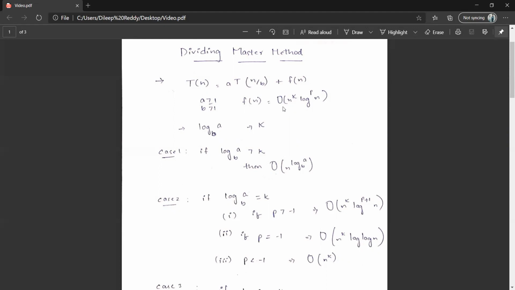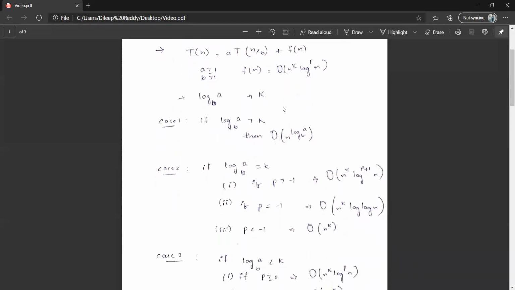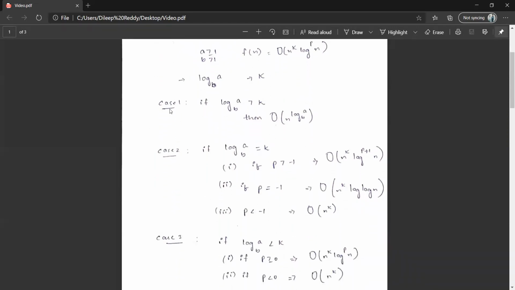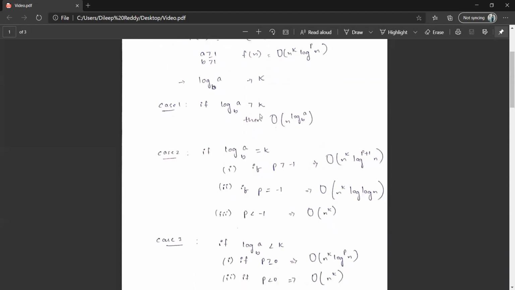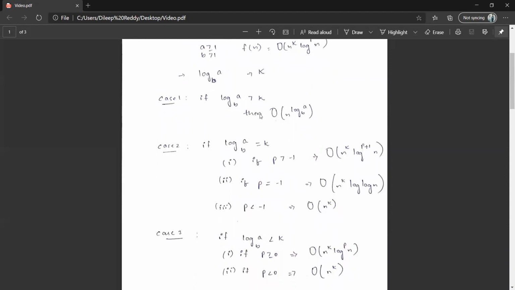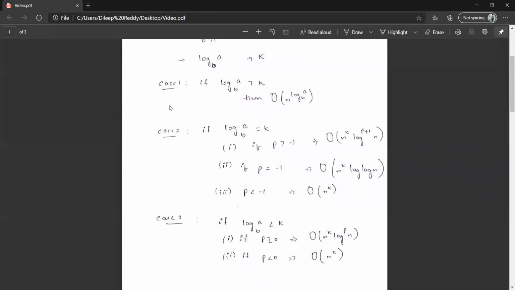Here we can take theta also, and here we're going to find two values. The first one is log a base b and the second one is k. Based on these two values, we're going to have three cases, and we're going to see all three cases and look into some examples.